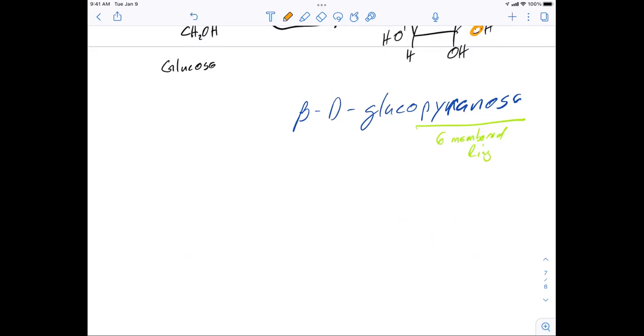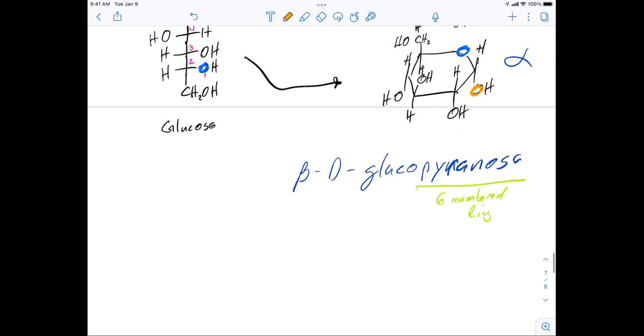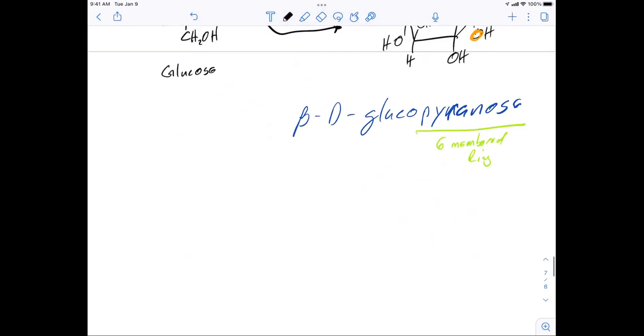So if we look at this, this is the Haworth. Now let's go ahead and convert these into the chair formation, right? So we're used to seeing this type of formation, right? So let's draw these two in this formation and see if we can figure out what the difference is, that's not obvious when we look at the Haworth projection.